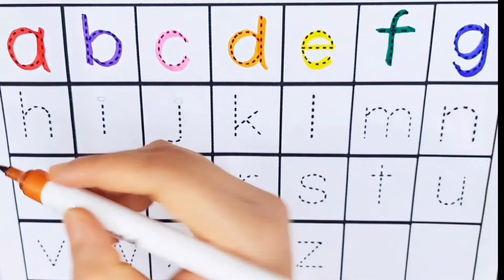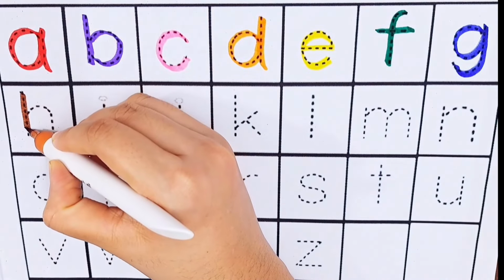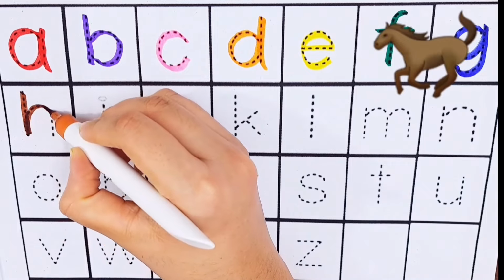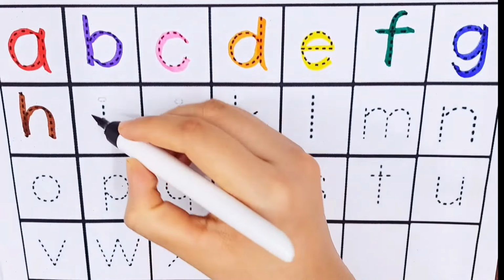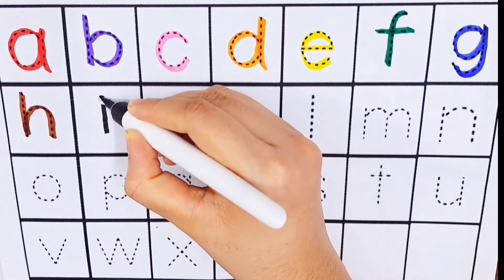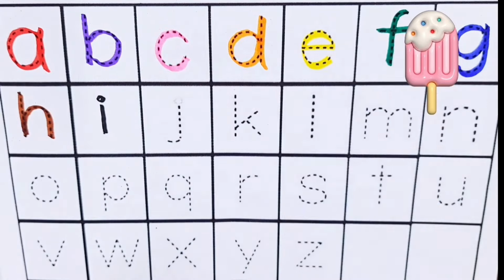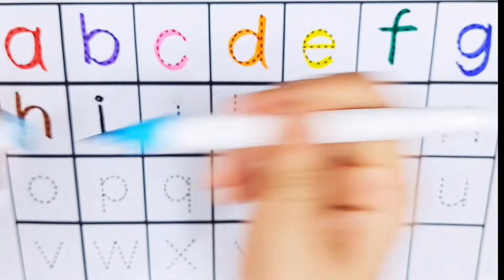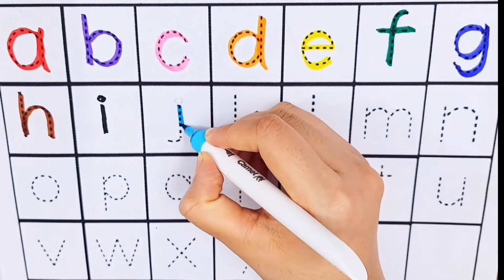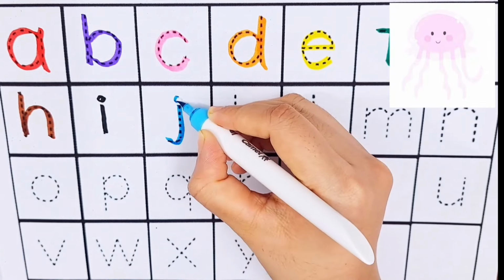Brown color. H. H for horse. Black color. I. I for ice cream. Light blue color. J. J for jellyfish.